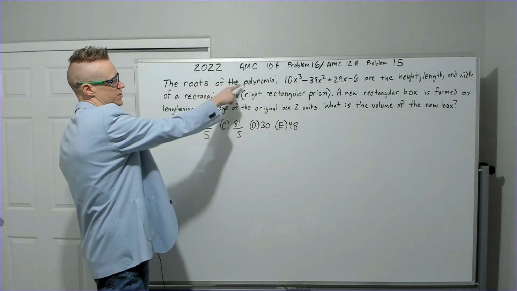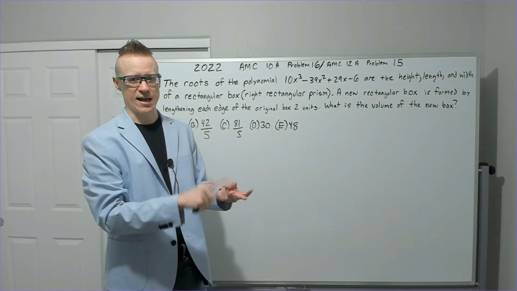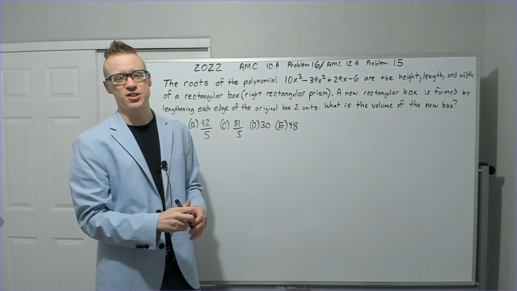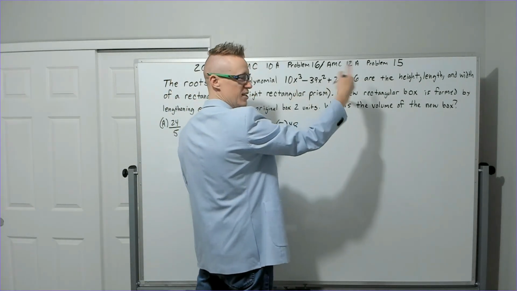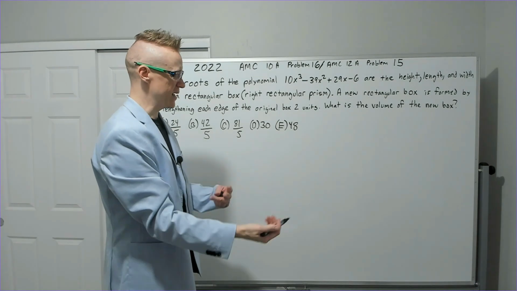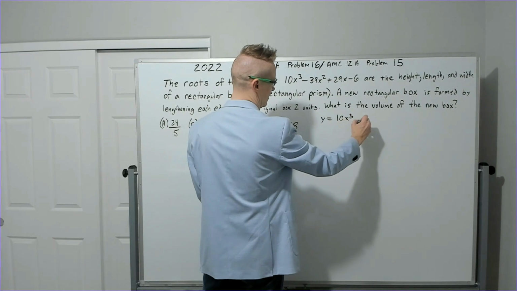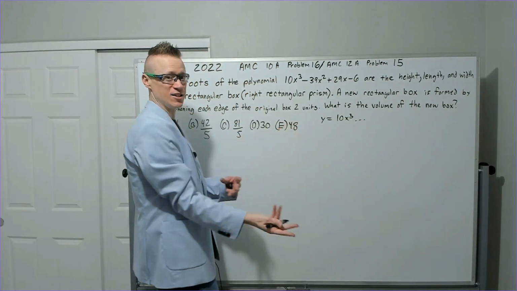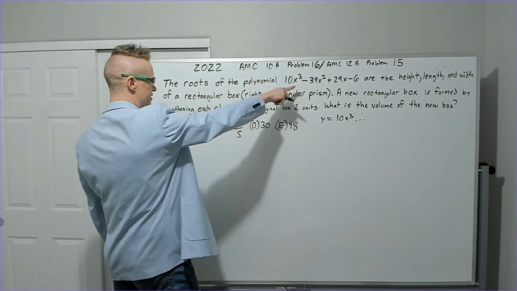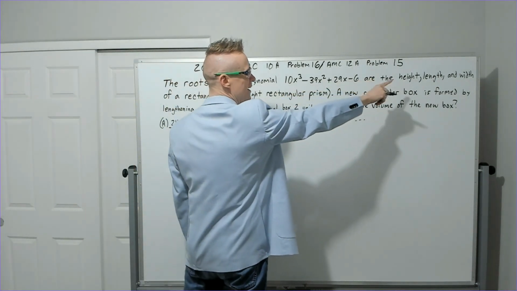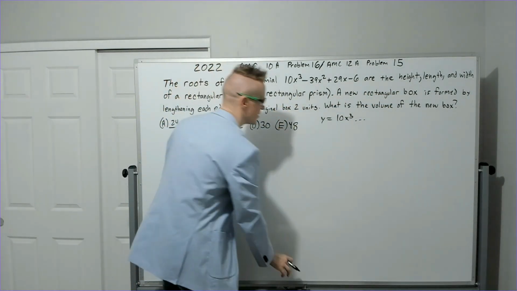The roots of the polynomial, when they talk about roots, what are roots? Roots, solutions, x-intercepts, zeros. All essentially mean the same thing. By zeros, it's going to be this expression equal to 0, and then it's going to be an x-intercept because essentially you have an equation, y equals like that, and you're making y 0, which is why they're called zeros. And so here we go. We got roots of this equation. They are the height, length, and width of a rectangular box, which is a right rectangular prism.